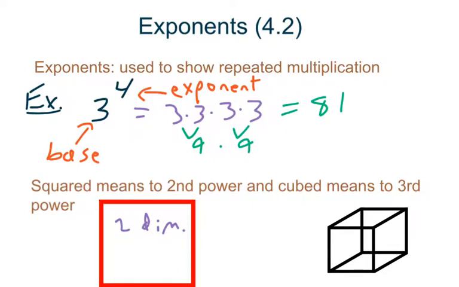And a cube has 3 dimensions. It has length, width, and then height. I could have called that one height. There we go. So length, width, and height. You can also call that depth. So that has 3 dimensions. So it's to the 3rd power.